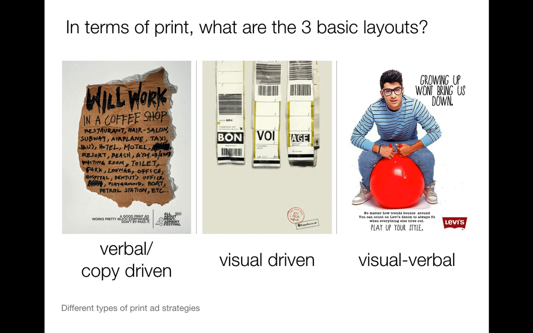And then lastly we have our visual verbal, and this is where your headlines and your copies are really going to be directly related to your visuals. In this, you can't have one without the other, meaning if we were to take out the visual element, the verbal may not make as much sense, or vice versa. So you see here, these are what's called a direct relationship.